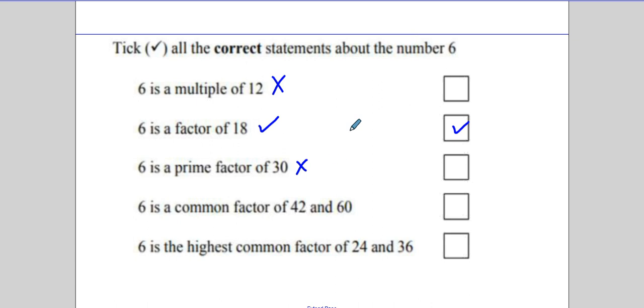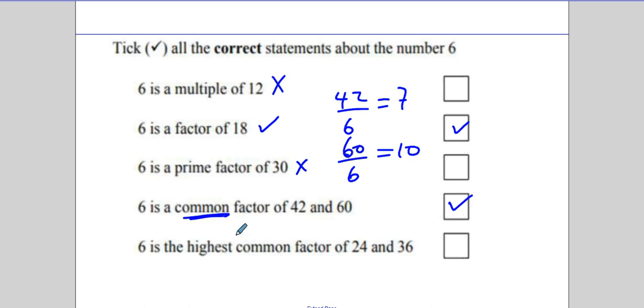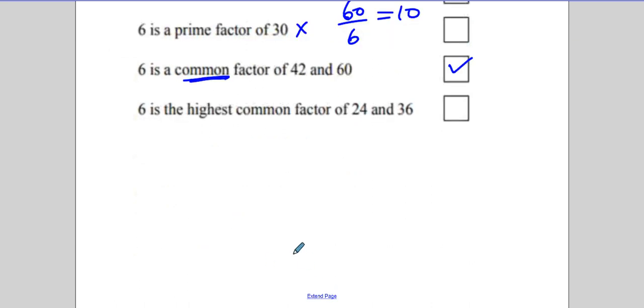Let us check. 42 divided by 6. What is the answer? The answer is not 8. The answer is 7. 60 divided by 6. The answer is 10. So 6 is a common factor of 42 and 60, because 42 is divisible by 6 and 60 is also divisible by 6. 6 is the highest common factor. 6 is the HCF of 24 and 36. Let us check.